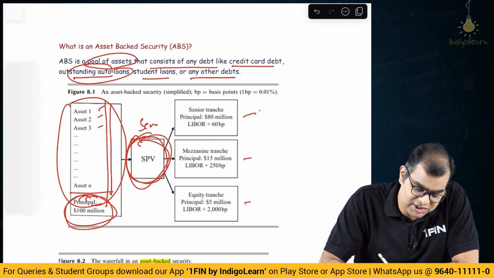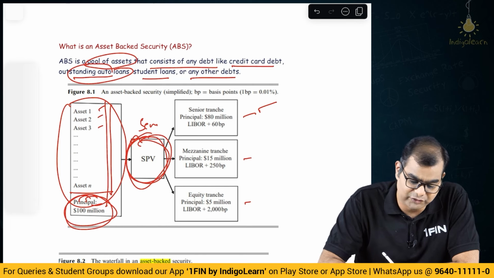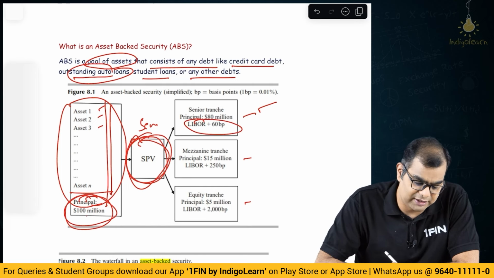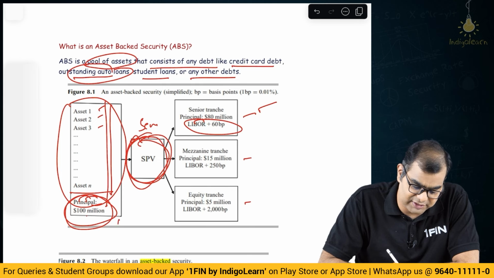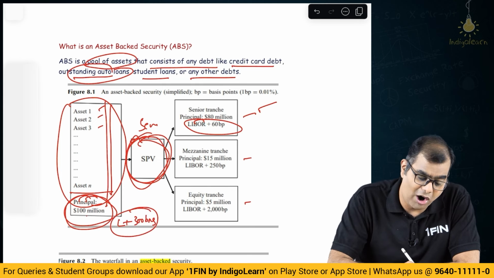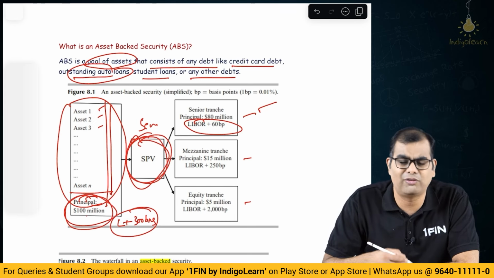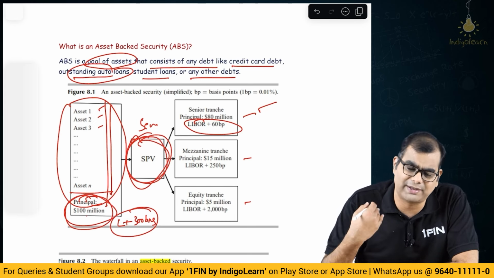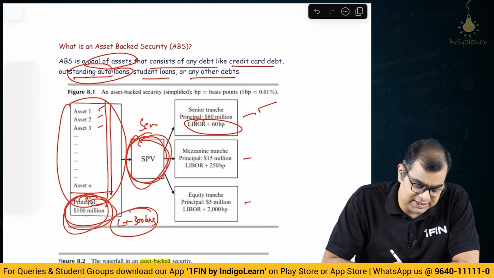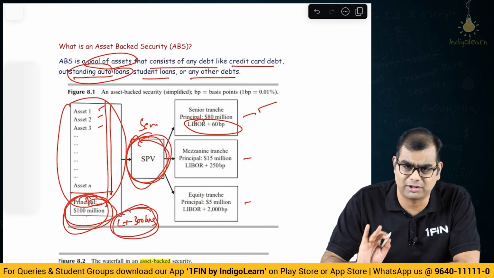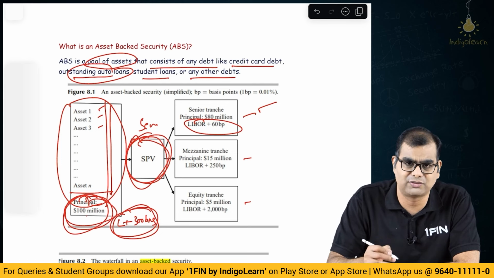You have something called a senior tranche, which is 80 million, where you get LIBOR plus 60 basis points. Now, this 100 million on an average basis, let us say they were earning LIBOR plus 300 bips. Assume all of these assets are the same 1-year loans, all of them put together is 100 million, and the weighted average rate is LIBOR plus 300 basis points. I am just making up a number. I don't know how the numbers will work, we will see.